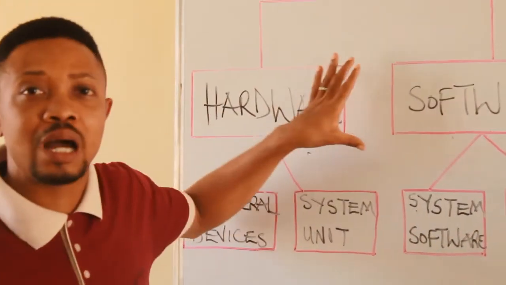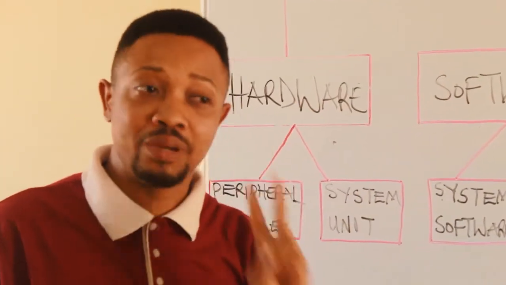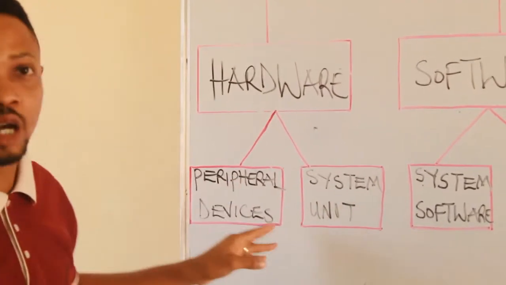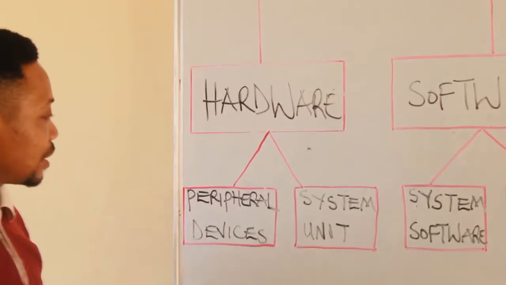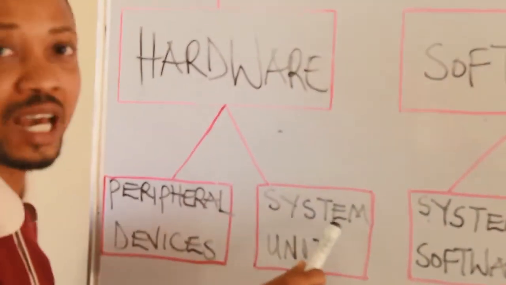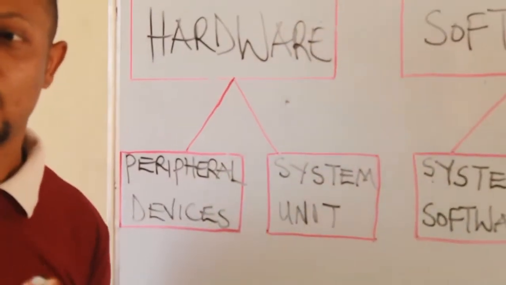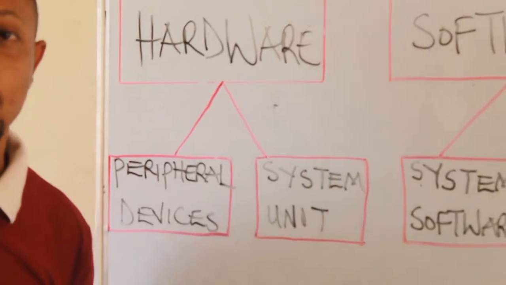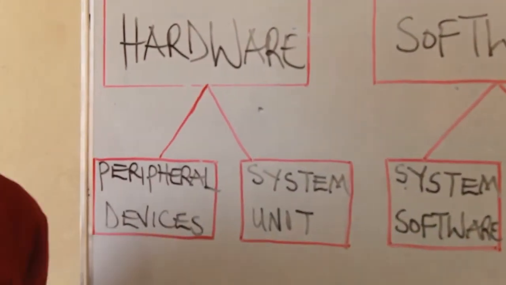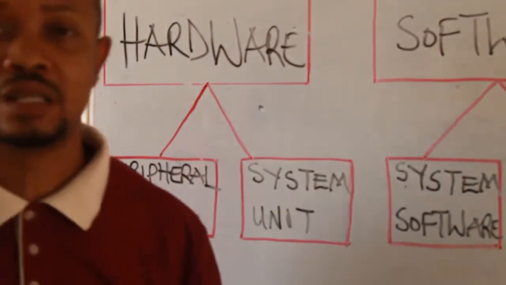Now, the hardware component of the computer system is broken down basically into two parts. The two parts are here on the board. We have the peripheral devices, and we have the system unit. These are the basic hardware parts that make up the hardware component of the computer system.